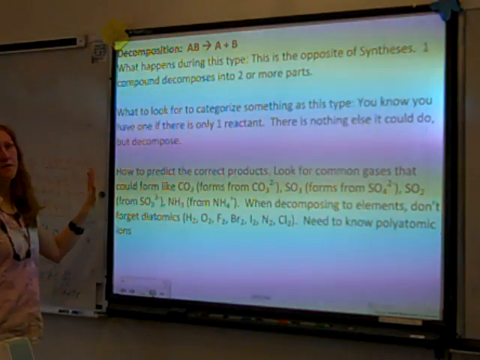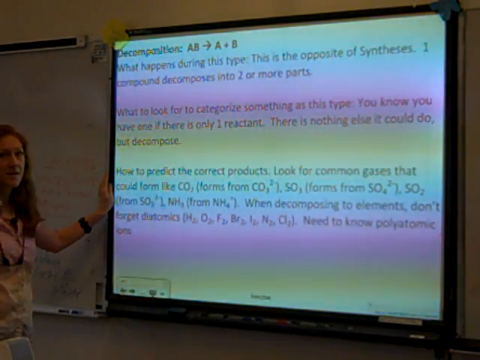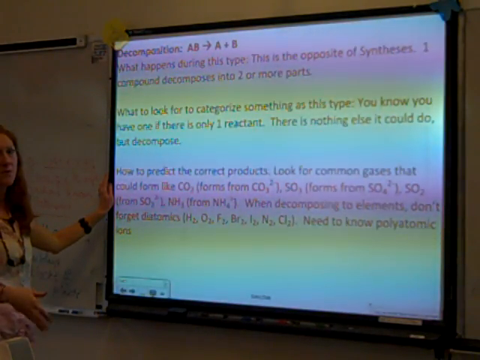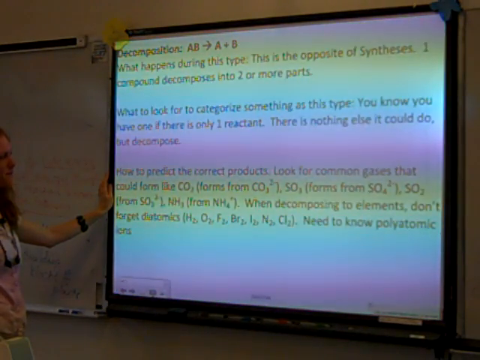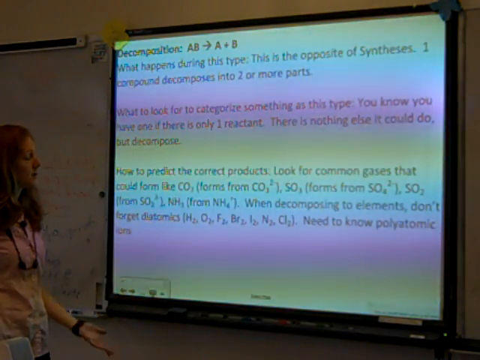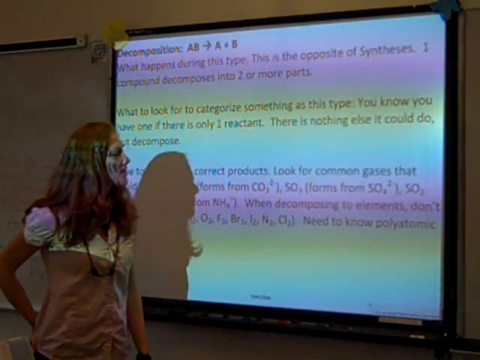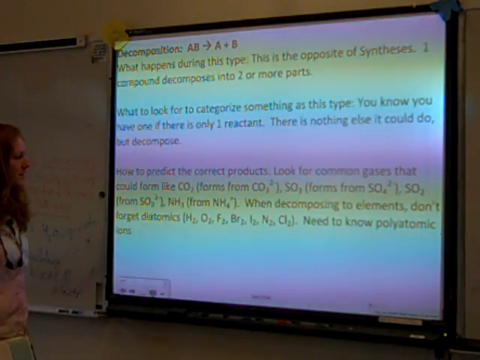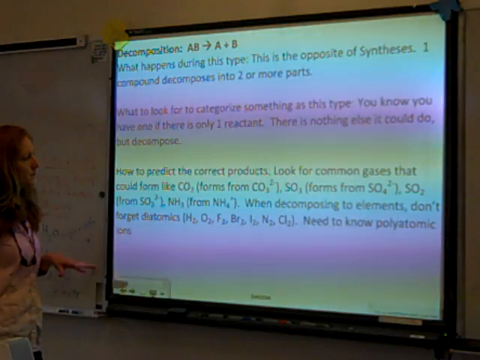In order to be able to solve these, there's a few things you need to know. For one, you have to know your polyatomic ions, because these are given to you as word equations, and if you don't know what the formula is, you can't write the equation. Also, you're going to want to know common gases that form. If you heat carbonate, it gives off carbon dioxide. If you heat sulfate, it'll give off sulfur trioxide. If you heat sulfite, it'll give off sulfur dioxide. And if you heat ammonium, it'll give off ammonia. So make sure you know those.